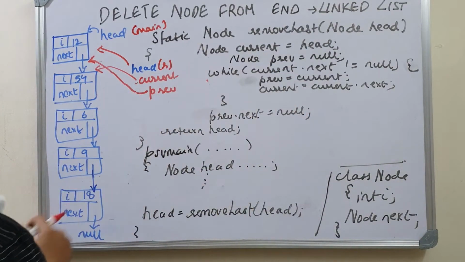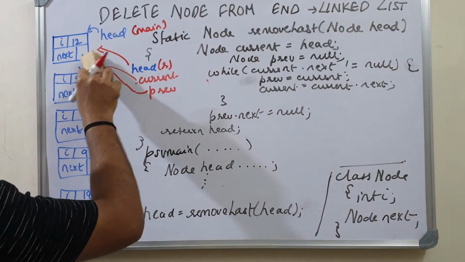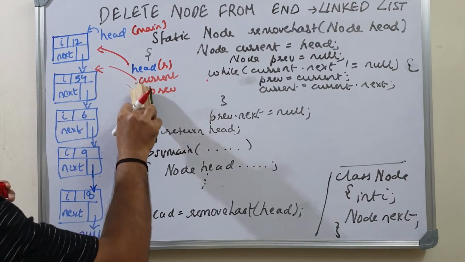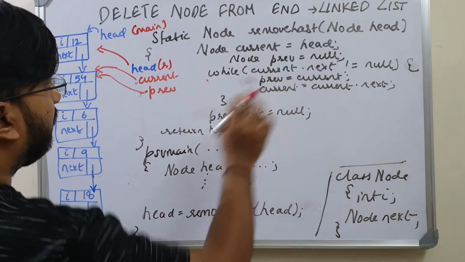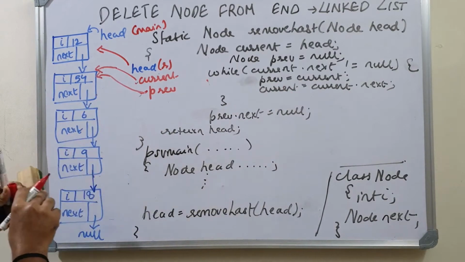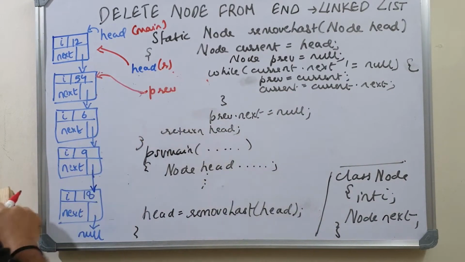Previous is equal to current. So previous is pointing to this, and now previous points to current. So previous also points to this location. Current is current dot next. Current dot next is this location. So current points to this location now.